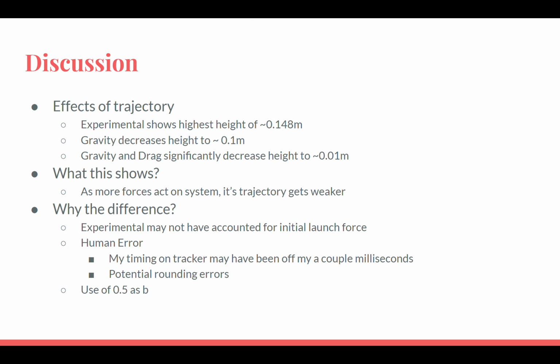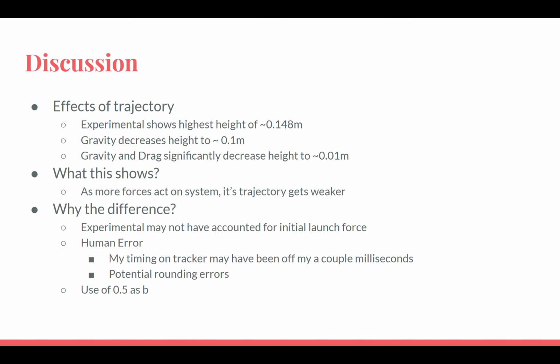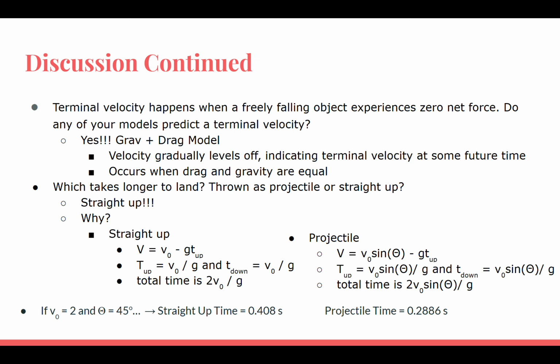And now you might be wondering, well, Eric, why is there such a big difference? Well, there could be a multitude of reasons. One reason is I may have not accounted for the initial launch force, because when I launched the ball, there's obviously a force that had to be exerted, so I didn't really account for that. And secondly, that ties into human error. So like my timing on tracker, I may have just misplaced it by a couple milliseconds, which in this scenario, every millisecond counts. And also, I may have just rounded incorrectly at times. In addition, I put b as 0.5, but if I change the b value, the trajectory on the y line, for example, would change.